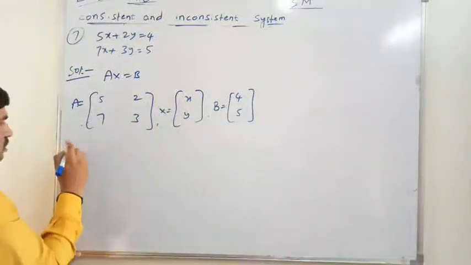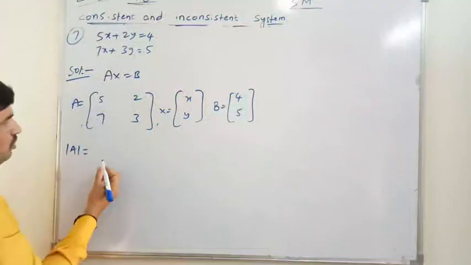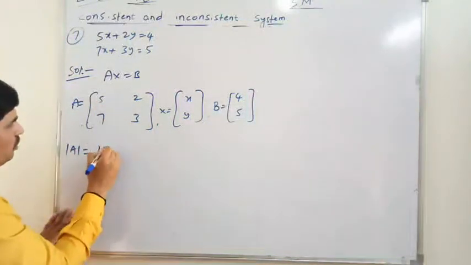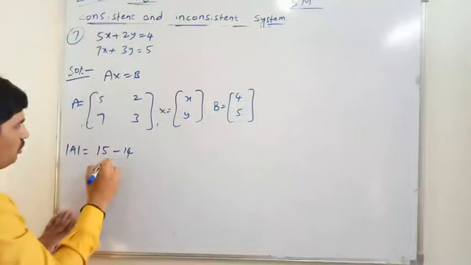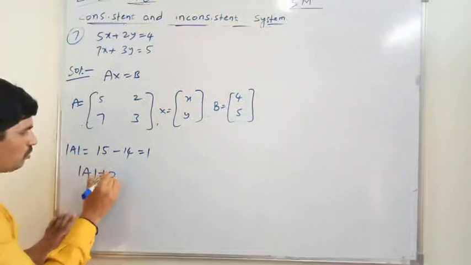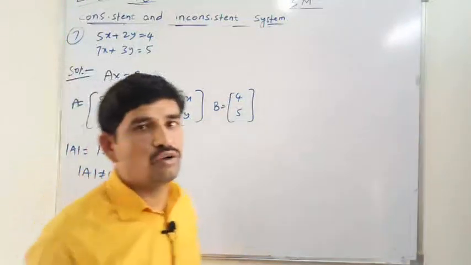After that we have to find the determinant here. We know how to find the determinant: cross multiplication of these two, 5 threes are 15, minus 7 into 2 is 14. So finally we got the result 1. Does the determinant of A equal 0 or not? We got not equal to 0.